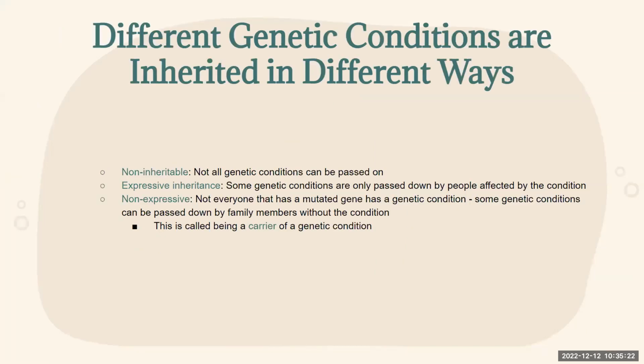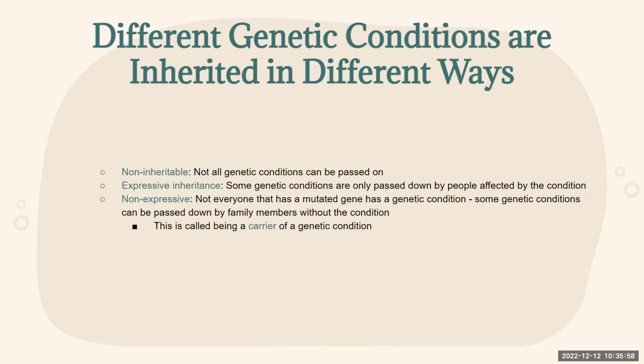Different genetic conditions are inherited in different ways. Not every genetic condition is inherited in the same way, and some are even non-inheritable, otherwise known as genetic conditions that are affecting an individual but cannot be passed on to their offspring due to a number of different reasons. There is other inheritance that is only passed down by people that are affected by a condition.